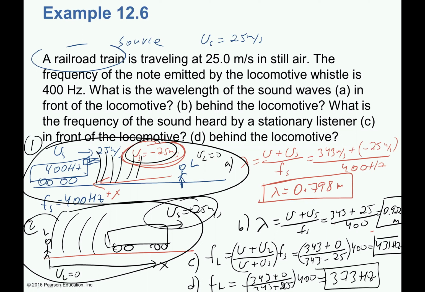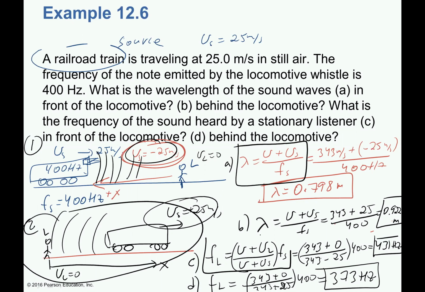So hopefully you guys are okay with this. Remember, you take your listener, draw a line from the listener to the source, and define that to be your positive direction. Then the source velocity or the listener velocity will be taken with respect to that direction, so either they're positive or negative. You can plug positive and negative velocities into these equations to calculate the apparent frequency or the wavelength. That's the general equation for the wavelength, and this is the general equation for the frequency.